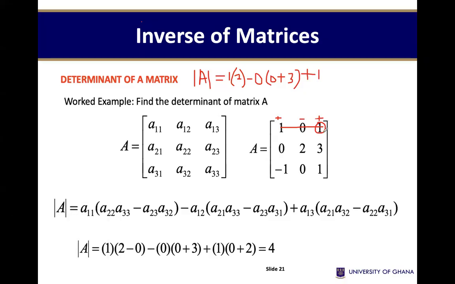So I'm going to now cross this. If I cross it, you realize I'll be left with what? 0, 2, negative 1, 0. And that is a 1 here. So I'll open my bracket, and I'm going to have 0 times 0. That gives me 0.